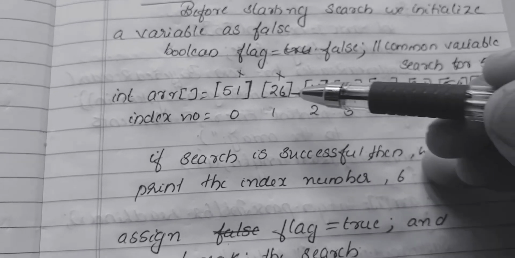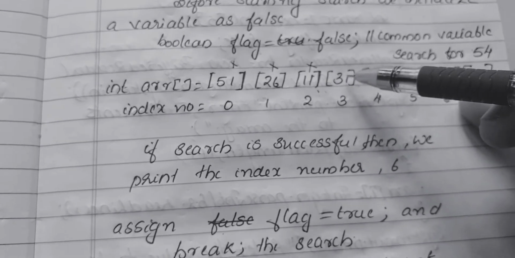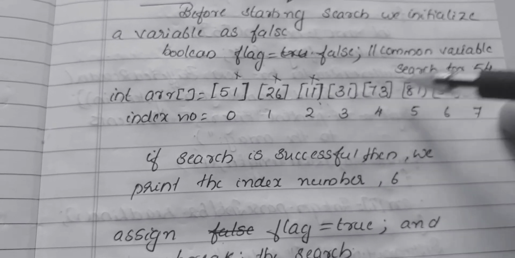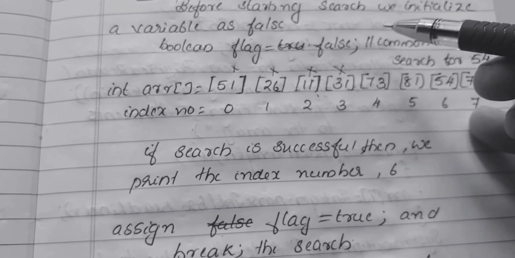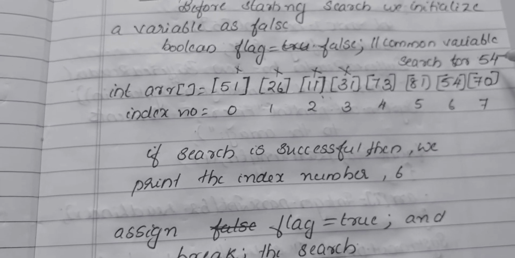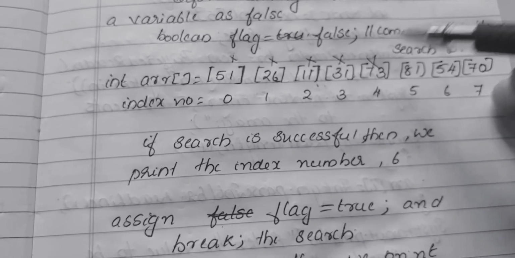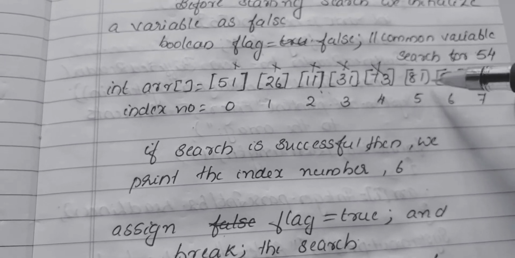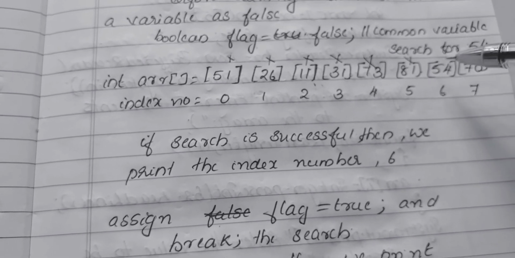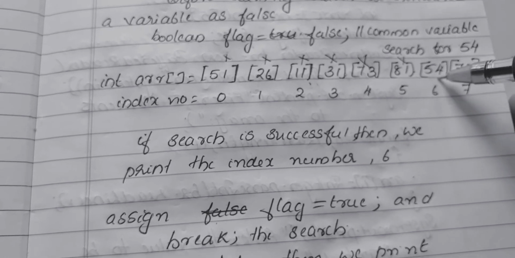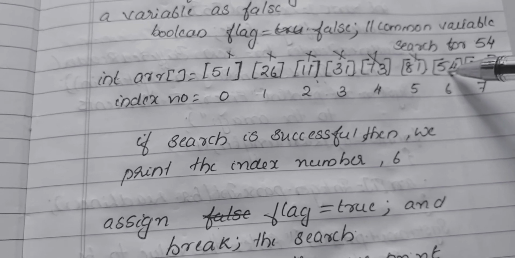Next we compare 54 with 11. Any matching? No. Then we go to the next element. 54 is compared with 31. No, the search element is not matched. Next, we compare with the next element, 73. No matching occurs. Again we go to the next element, 54 is compared with 81. No matching. Then we go to the next element, which is 54.